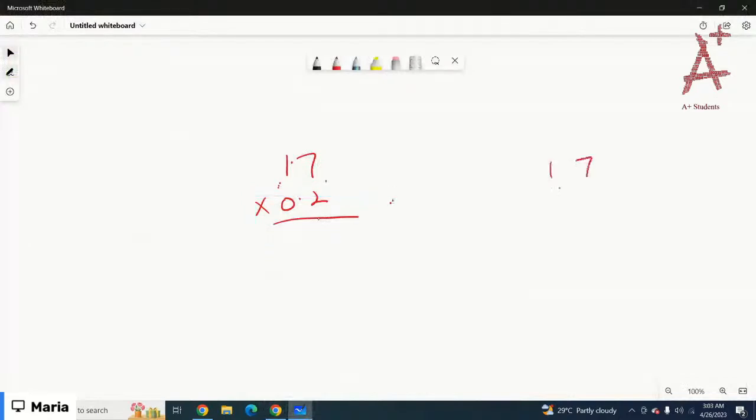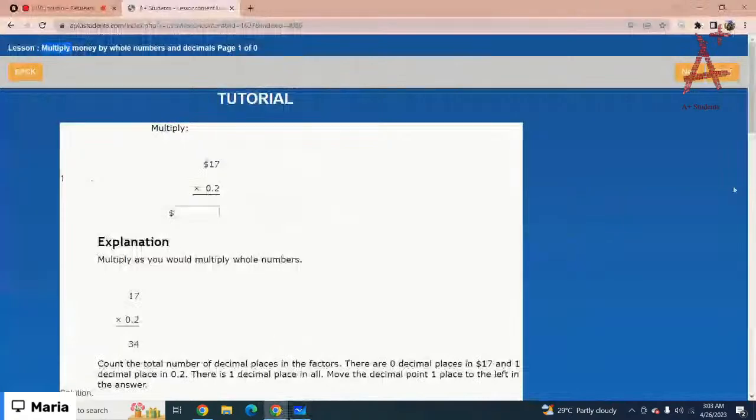Okay, so let's just multiply without the decimal point. It would be then 17 times 2. So 17 times 2: 2 times 7 makes 14, 4 and 1 carry. 2 times 1 is 2 and 1, 3. So it would be 34. Got it? So you can see here you have a decimal point, one place left. So just move decimal point one place left. It would be 3.4. So 17 times 0.2 is 3.4. The correct option is 3.4. Got it?